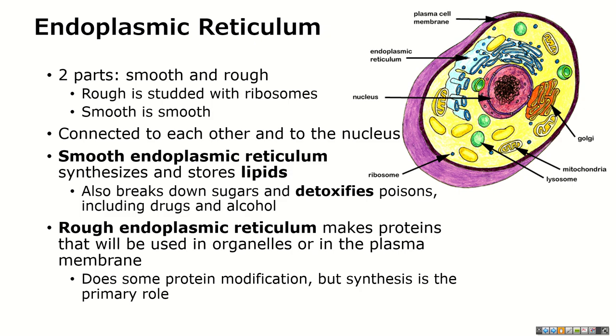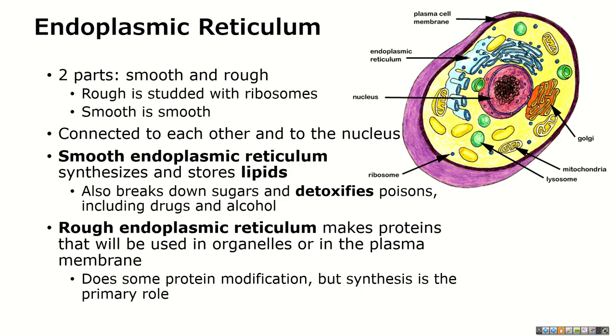Now, the rough ER, and yes, you may call it the rough ER when you're talking about it, but you will write out endoplasmic reticulum on the test. The rough ER does do some modification, folding the proteins and making sure they're in the right shape, but its primary role is synthesis, making the proteins, okay? And that's why it's covered with ribosomes.